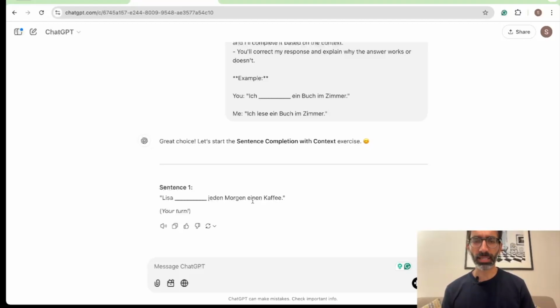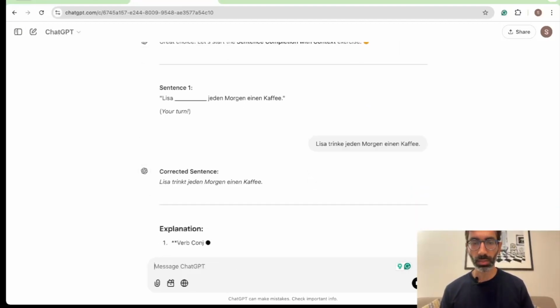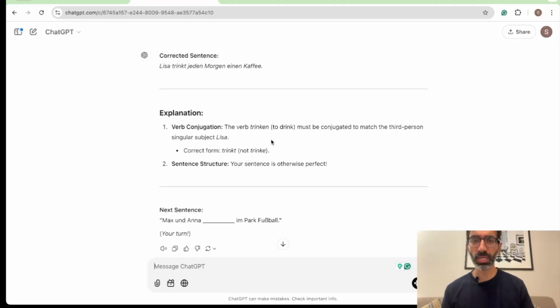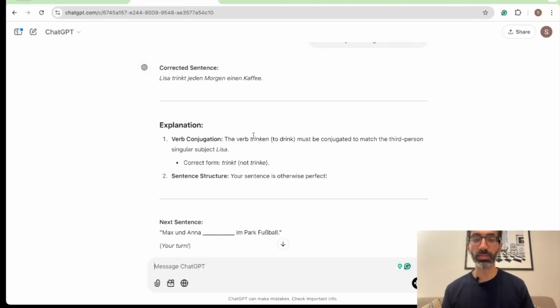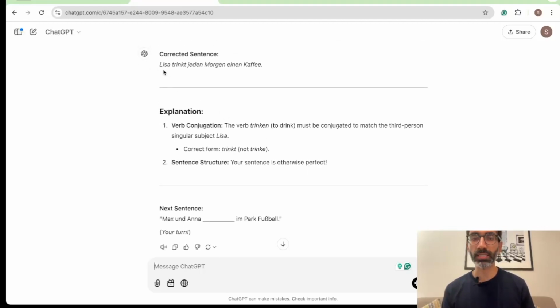Now what can come here, right? So if it's coffee, you probably drink your coffee, right? So what is the word for drink? Now again, I'm just going to try and see if this works or not. There's a mistake, but it's showing me what mistake I made, and it's also telling me how I can improve. So the correct answer was Lisa trinkt jeden Morgen einen Kaffee, right?